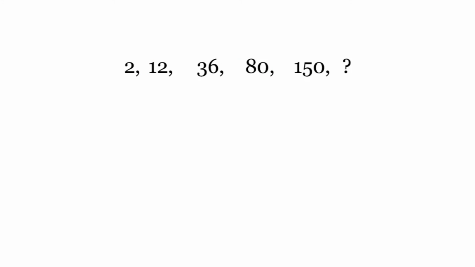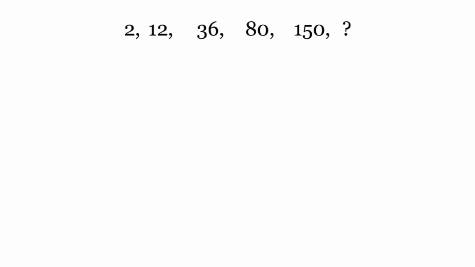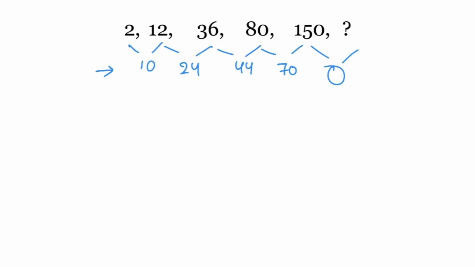2, 12, 36, 80, 150 and find the missing term. If you find differences, 2 plus 10 is 12. 12 plus 24 is 36. 36 plus 44 is 80. 80 plus 70 is 150. We need to find the next difference. 10, 24, 44, 70. Do they have any pattern? No. So find differences further.